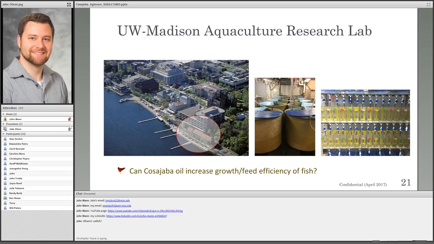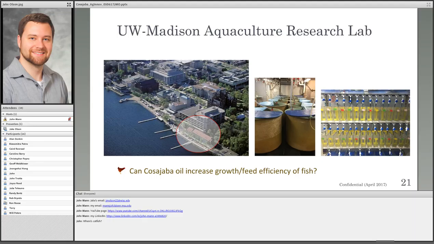And so the aquaculture research lab, we started investigating some project ideas with Dr. Barry. And this building I have circled on the image on the left, that is the water science and engineering building that houses the aquaculture research lab. It's a 1,200 square foot aquaculture lab. And Dr. Barry has raised everything from salmon to trout to walleye, perch, tilapia, catfish. So several aquaculture species have been raised at this facility.